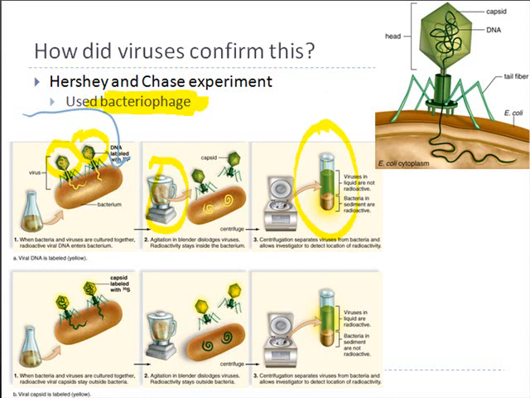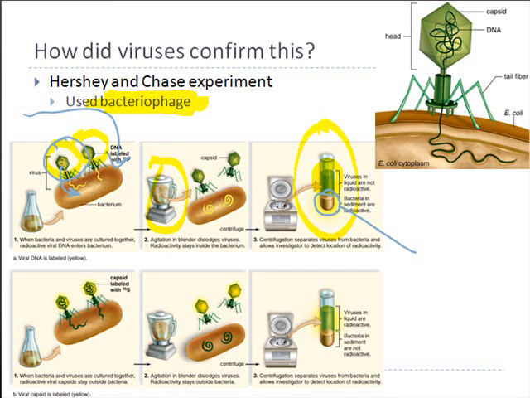And what they found was that the layer where the viruses were found was no longer radioactive, but the part of the sediment that contained the bacteria also contained the radioactive material. And what that told them was the DNA that had been inside of the viruses was now inside the bacterium because the virus had injected the DNA into the bacterial cell.